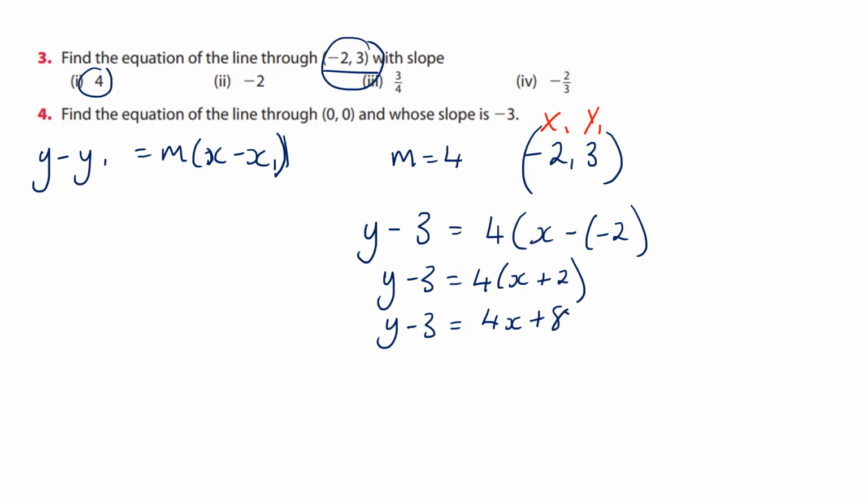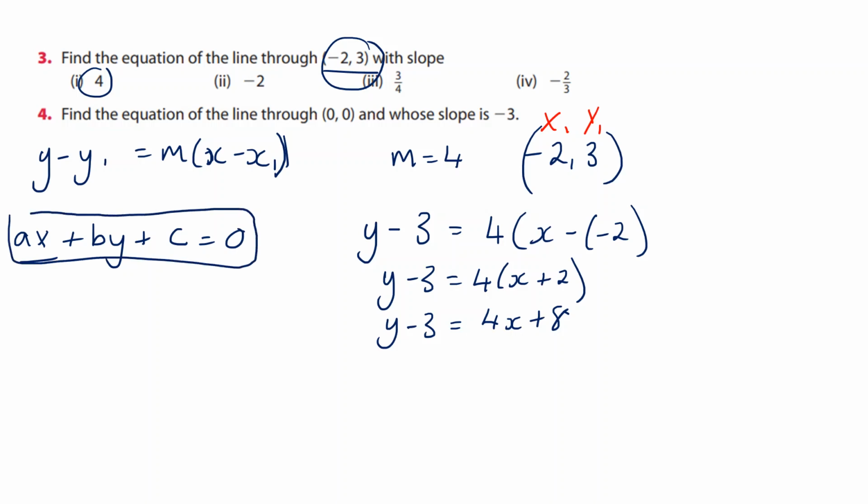Now, you want to put this in the form where you have your x's first, followed by your y's, followed by your number on its own. This is the way they might sometimes say, write it in this form. But what it means is put your x's first, then put your y's in there, and then put any numbers, and put it all equal to 0. So let's have a look.